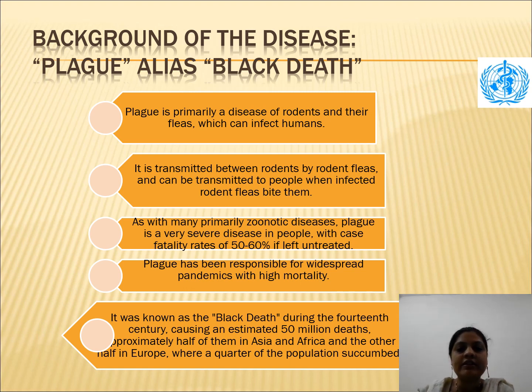Plague is primarily a disease of rodents and their fleas, which can infect humans. It is a zoonotic disease mainly affecting rodents. Rodents are most commonly rats. It is transmitted between.